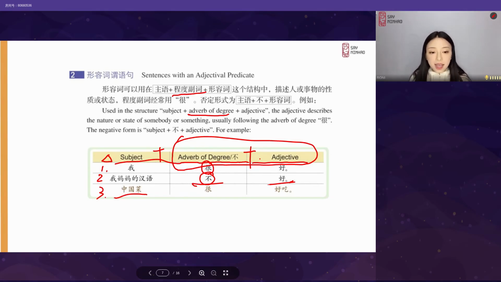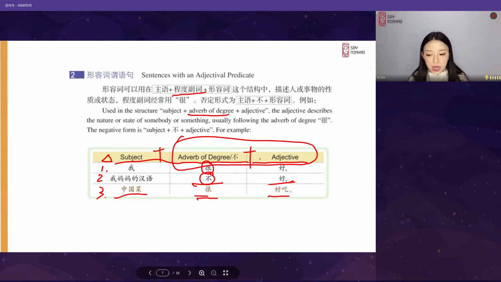中国菜很好吃. Chinese dish is very delicious. 很, again, the adverb of degree. Okay, 好吃 means delicious. So Chinese dish is very delicious.